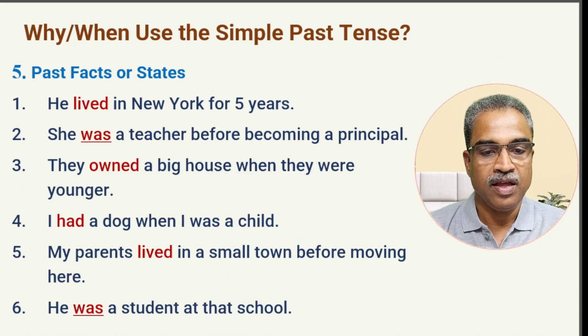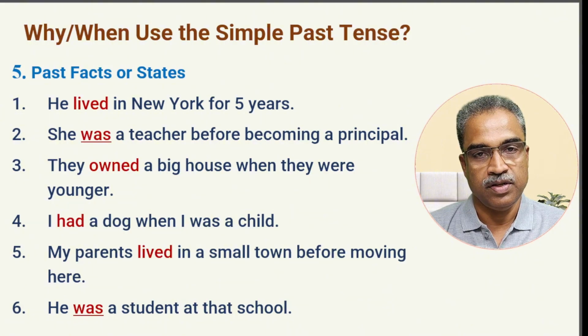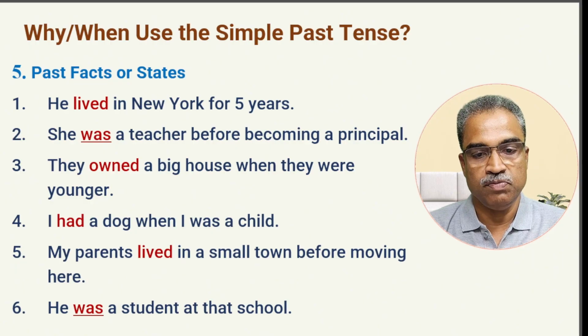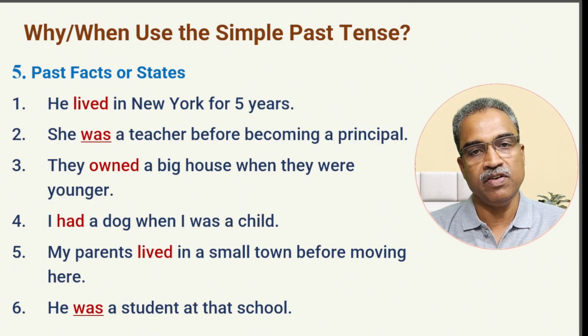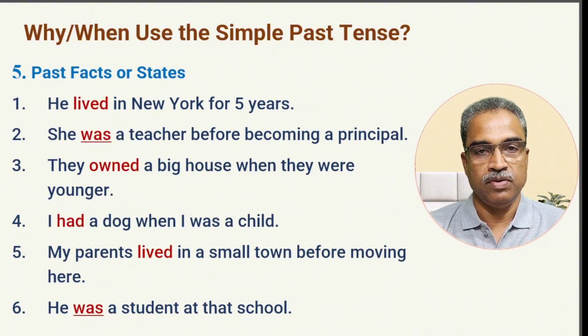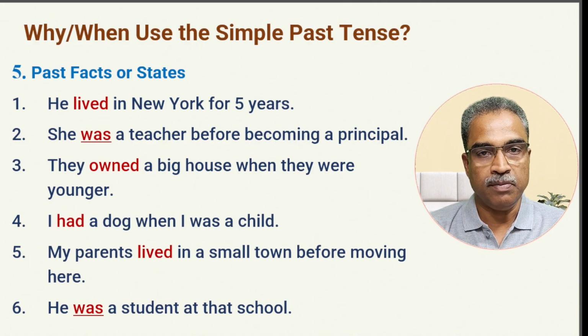We have past facts or past status, how something used to be. For example, he lived in New York for 5 years. So, time period, 5 years. He lived in New York. Live, lived, lived. Second one, that is V2 form. She was a teacher before becoming a principal. Now, was is an auxiliary verb here because we don't have a main verb coming next. Remember my telling you about the auxiliary verb be. In the present it is is, am, are. In the past it is was, were. So here we are using was. She was a teacher before becoming a principal.